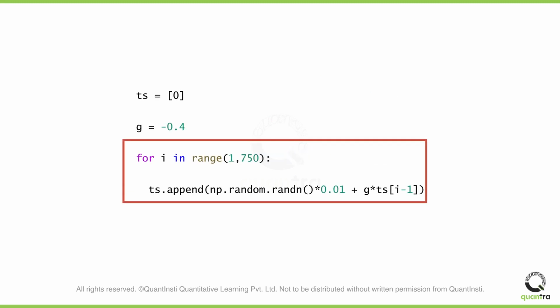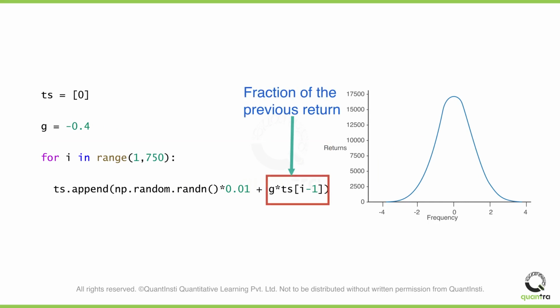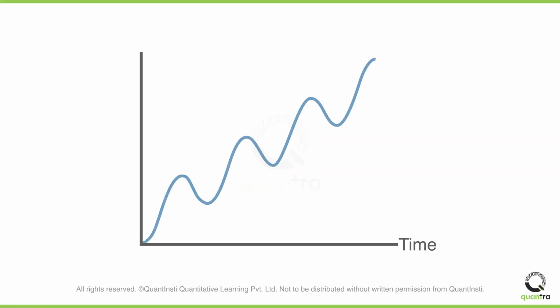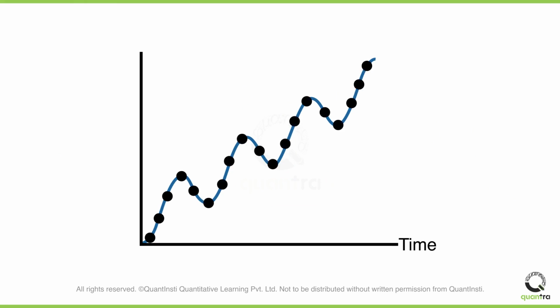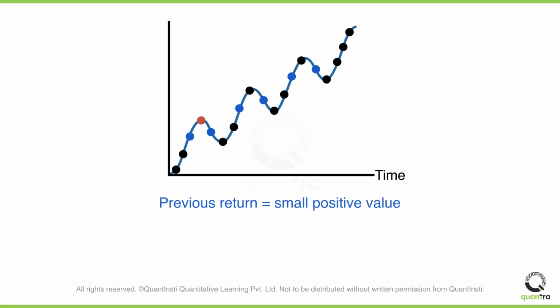In a loop, we create a new normally distributed return at each step, and then add a fraction of the previous return, determined by the constant g. So a new return always has a tendency to go in the same direction as the old return. However, if the previous return had, for example, a small positive value, and the new return a large negative one, then the direction would change.